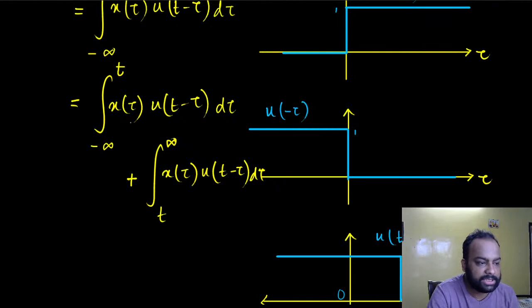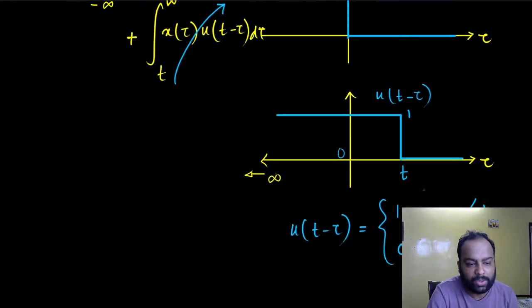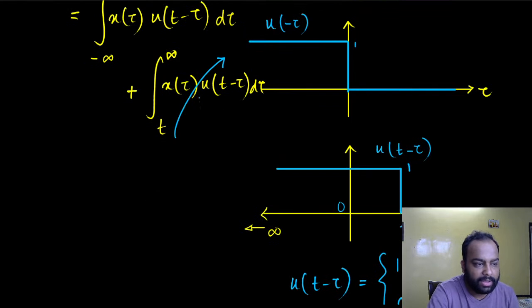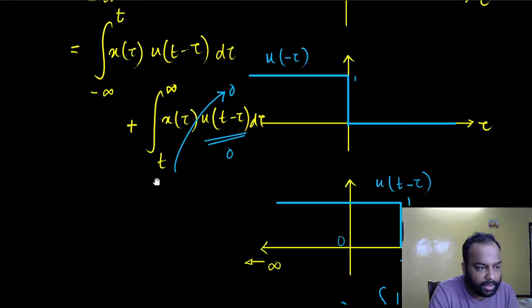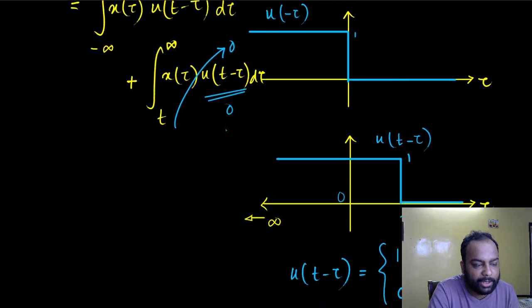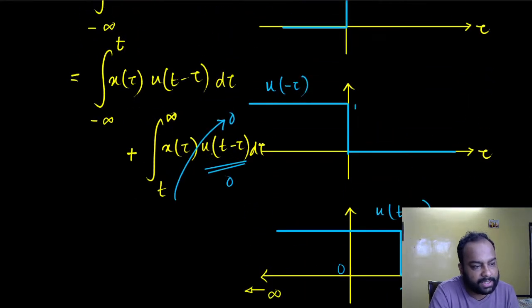Now this portion is fine, but what about this portion? When τ is between t and infinity, which is essentially τ greater than or equal to t, u(t − τ) would be equal to 0. So this entire integral has to be 0, because one of the factors is 0 and that is being multiplied with everything. Here τ is greater than t because the limits are from t to infinity, and when τ is greater than t, u(t − τ) is 0. So this part is 0.